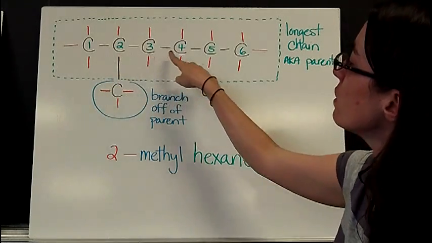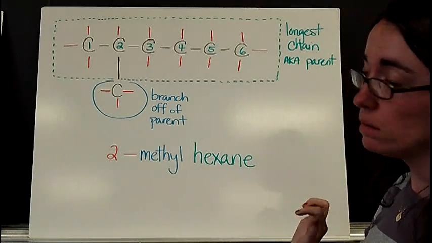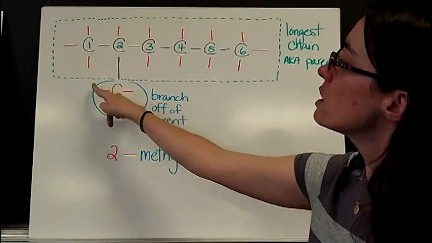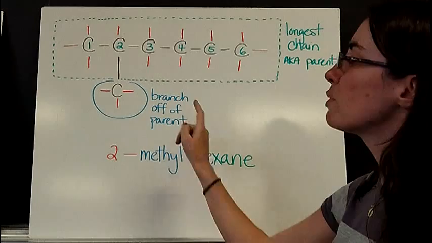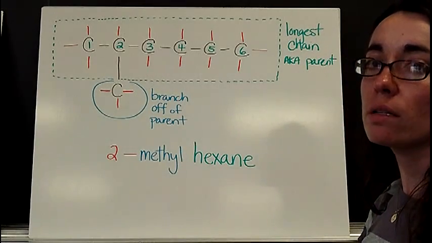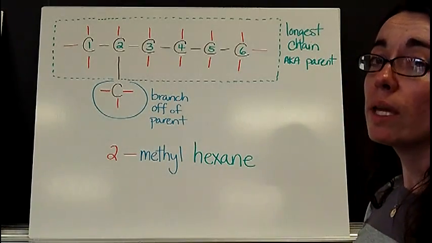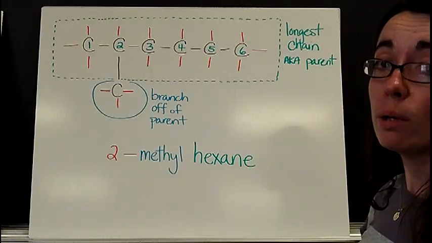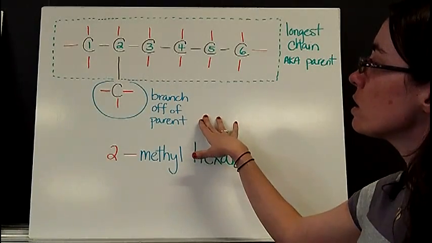I then numbered all of those carbons, all right? And then the next thing that I did is I took a different color and I circled the branch that comes off of the parent. There may be one branch. When we get more advanced, there might be more than one branch. But for now, we'll stick with this.